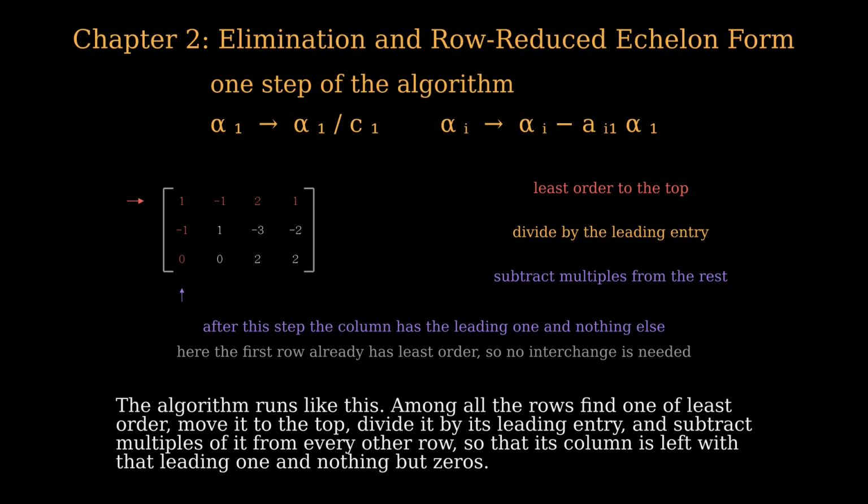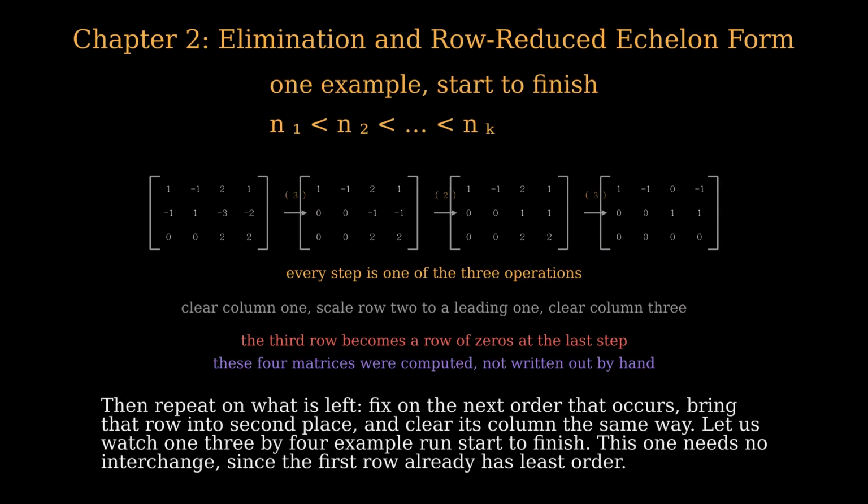The algorithm runs like this. Among all the rows, find one of least order, move it to the top, divide it by its leading entry, and subtract multiples of it from every other row, so that its column is left with that leading one and nothing but zeros. Then repeat on what is left.